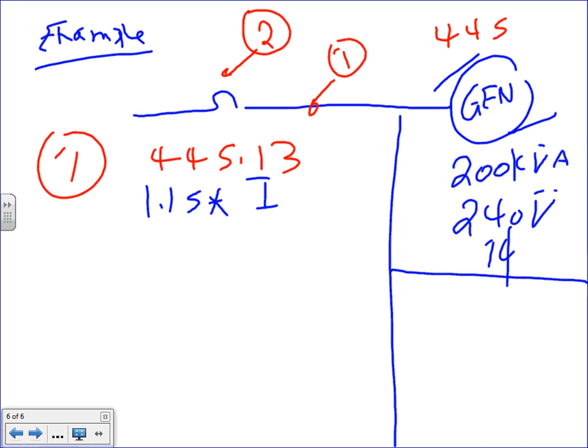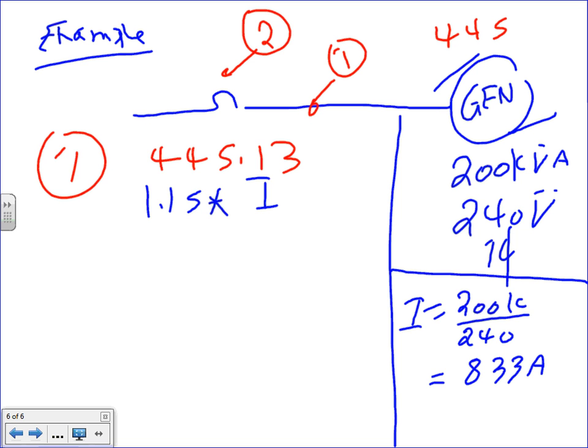How do you find the full load current of the generator? I equals 200K divided by 240. What's the amp, Holly? 833. 833 amps. So I have my full load current of this generator. That's easy, straightforward. Find the full load current of a generator at 240 if you know the kVA.